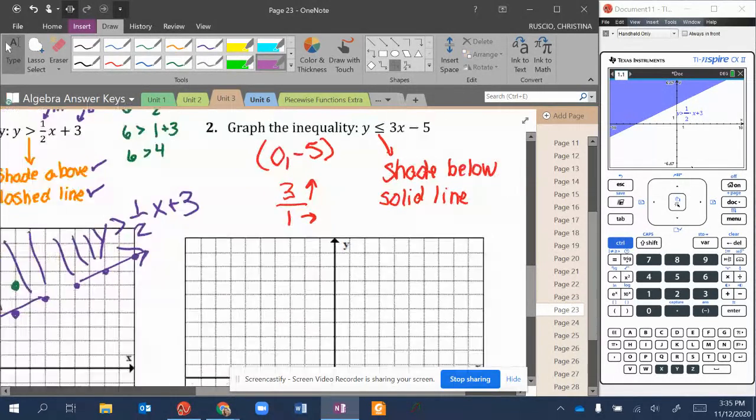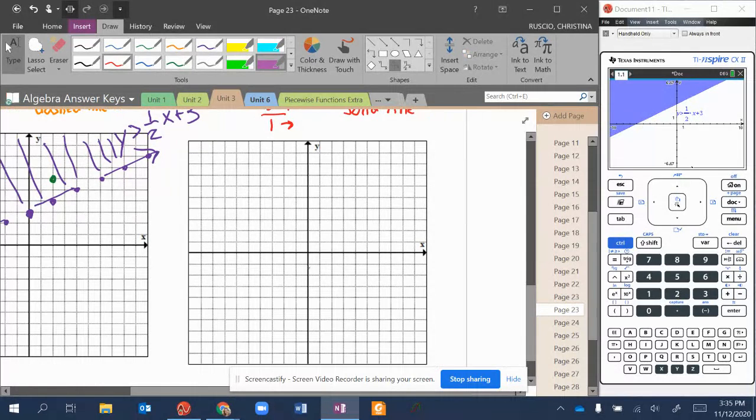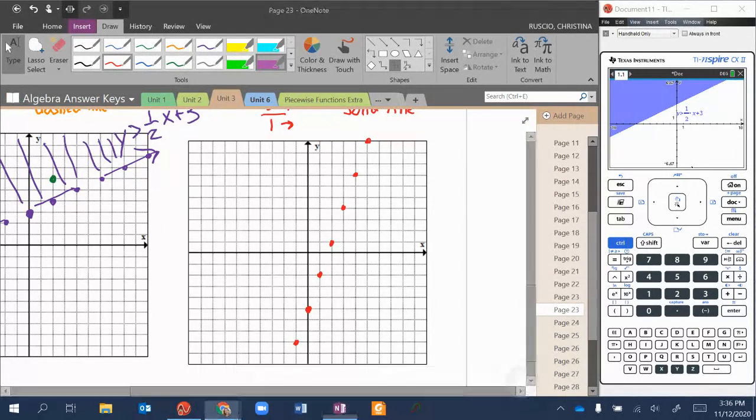All right, let's graph it. So (0, -5), 1, 2, 3, 4, 5, and then up 3 to the right 1. We could also go down 3 to the left 1, but let's just follow this whole pattern. Cover the graph. You know the drill. Make it look nice. Straight. Extend. So we are going to use a solid line now because it could equal. Arrows.